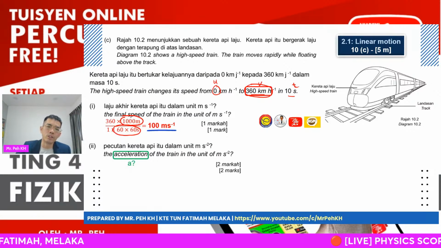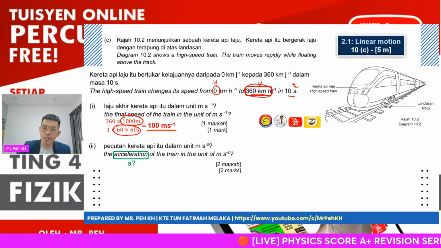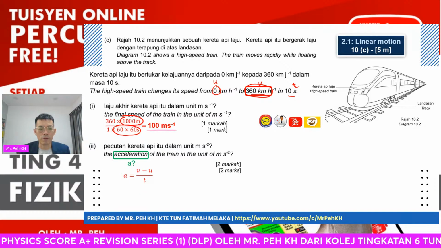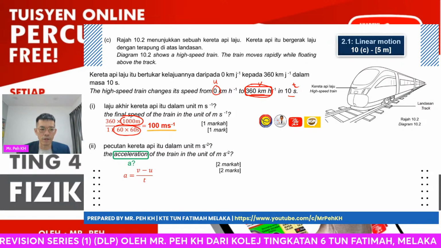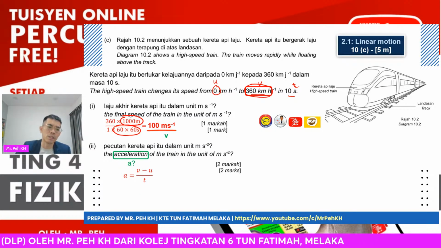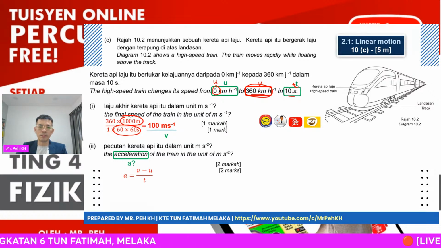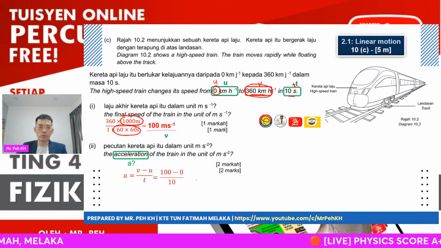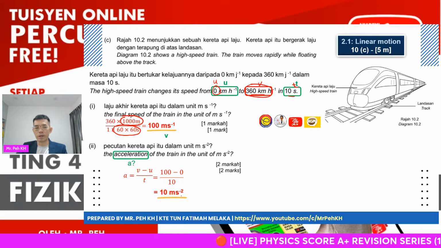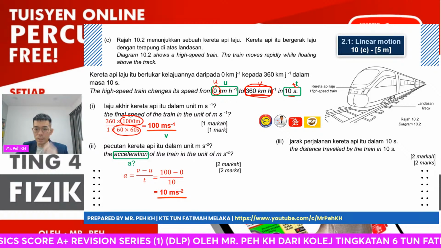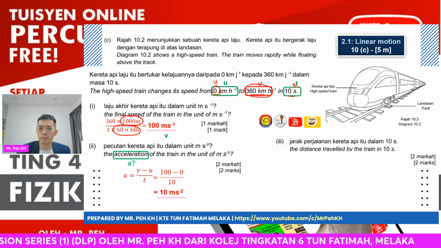Okay, so A will be what the question asks about. So we know already U, V, and T. So that means we can get A through the formula V minus U over T, or final velocity minus initial velocity divided by time taken. So here 100 will be the V, U will be 0, T will be 10. You substitute, you get 10 meter per second square. Okay, so this will be the answer for number 2. Then number 3, the distance traveled by the train in 10 seconds. So here it asks about S.